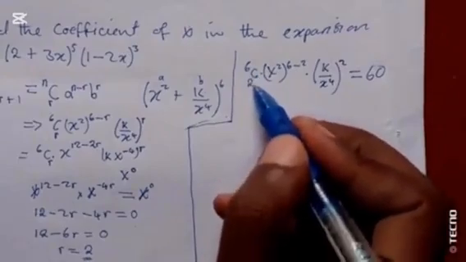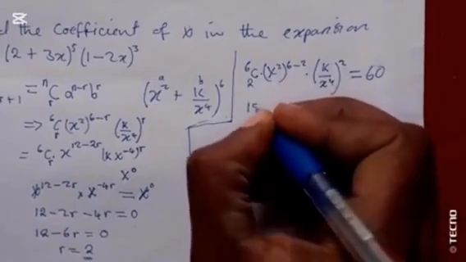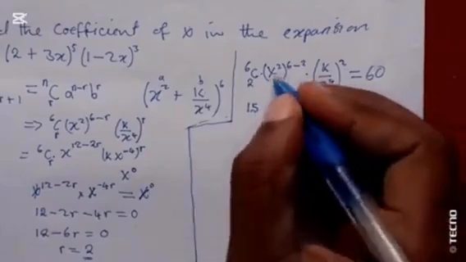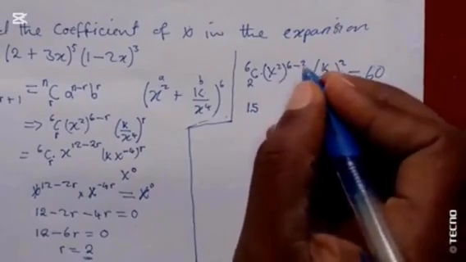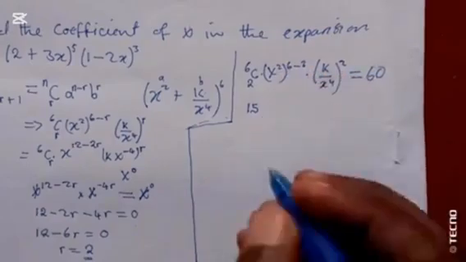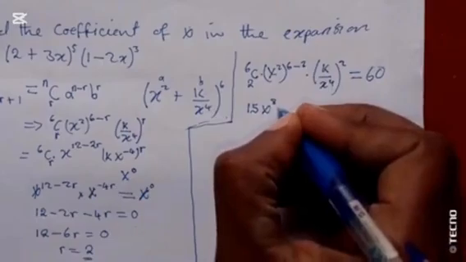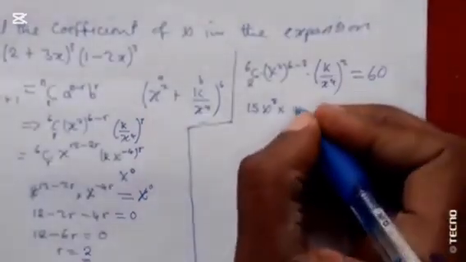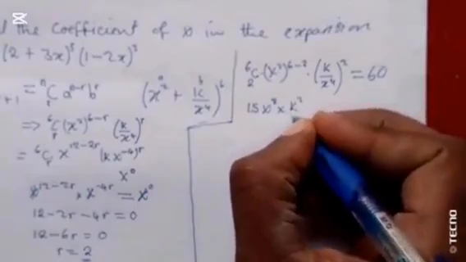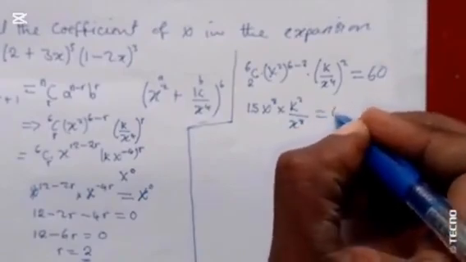So adding this, we are saying that 6 combine 2, here we get 15. When you place this on a calculator, get 15. This 6 take away 4, or 6 take away 2, it will give us 4. 4 by 2, it will give us what? 8. So there we're going to have x to the power 8. Then times, this is x, this is times. Okay, here it's k squared over x to the power 8 is equal to 60.